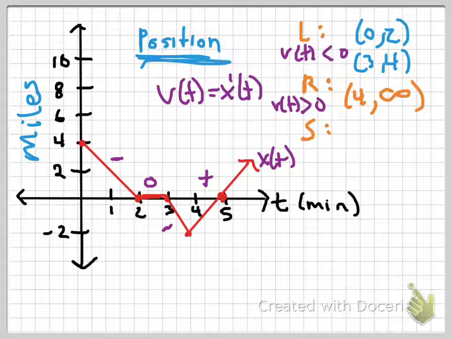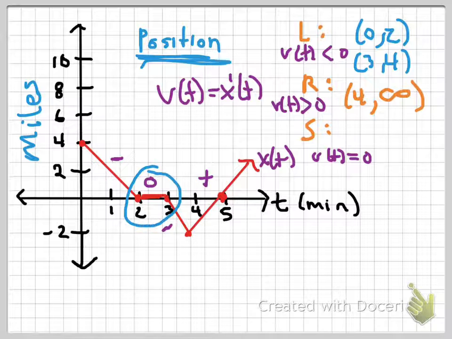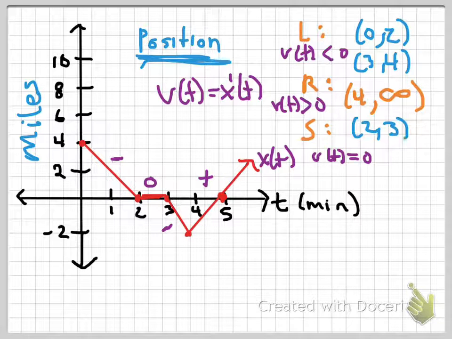And then when is the object stationary? Well, it's going to be stationary when velocity is equal to 0. And on my graph here, velocity equals 0 from 2 to 3 minutes. So we're going to say 2 to 3 is our answer for stationary. And we're done. Now, that's how you read the graph if it's a position graph. You use the slope to get these answers.